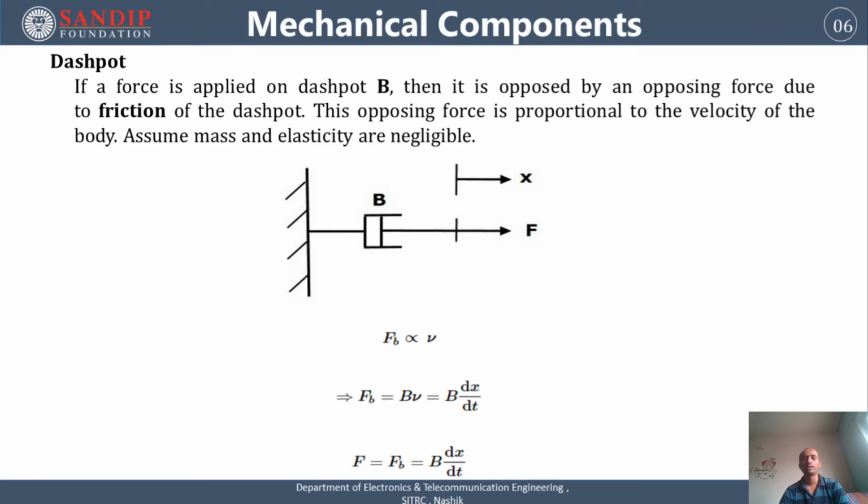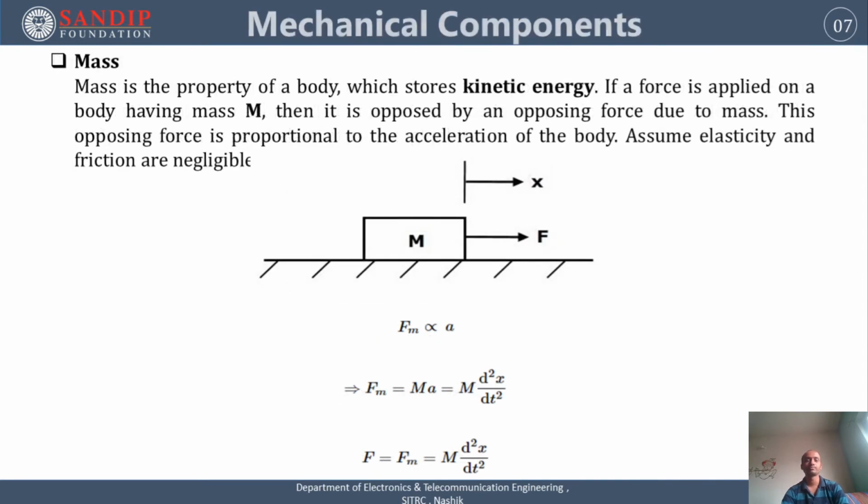Hence, after application of the force, the dashpot opposes that force due to the friction, and that opposing force is proportional to the velocity. Then, the third mechanical component, we are going to see the action of force on that component, is a mass. We are going to apply the force here on the mass m.